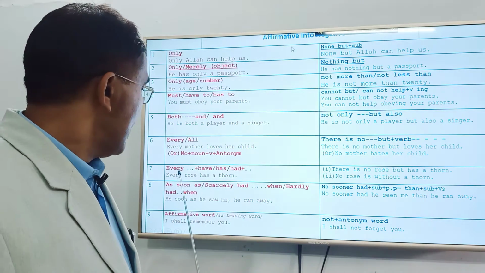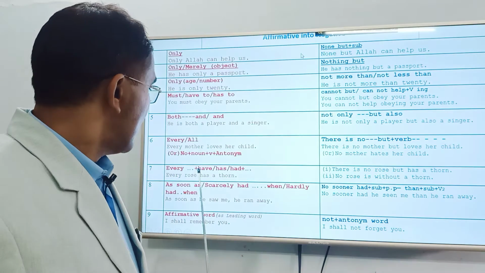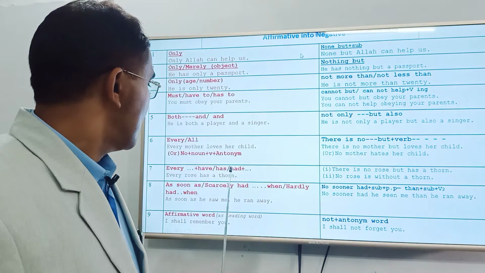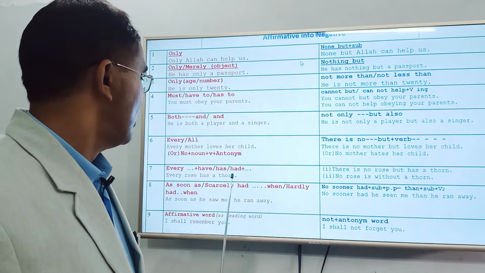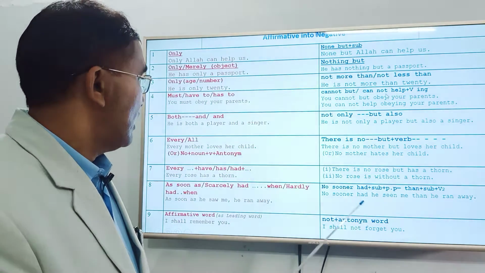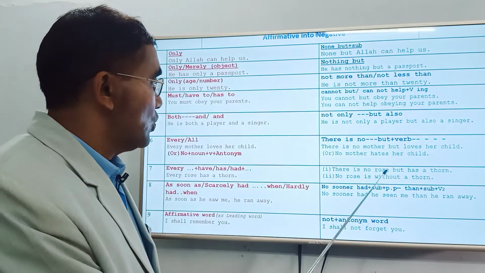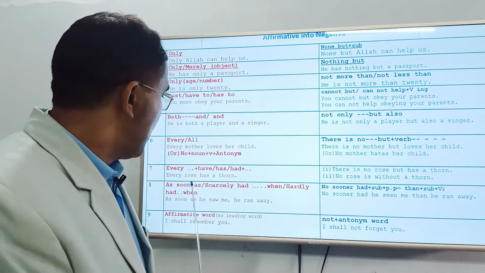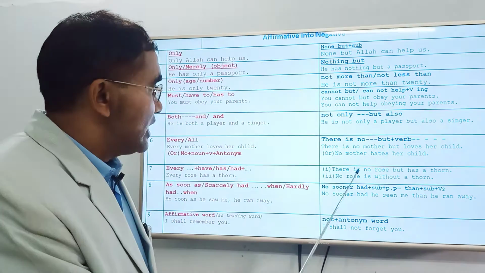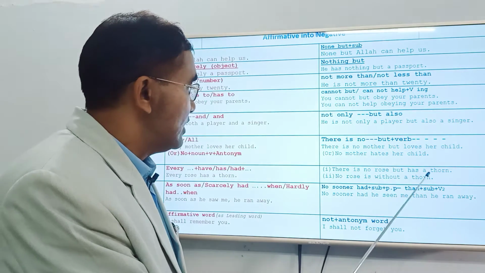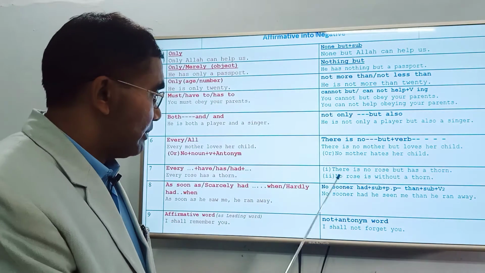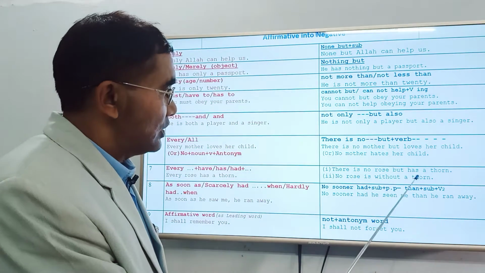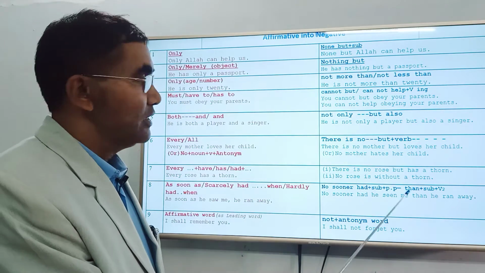Next rule, every plus has or had. As for example, every rose has a thorn. Here the negative form can be there is no rose but has a thorn. Or this can be no rose is without a thorn.